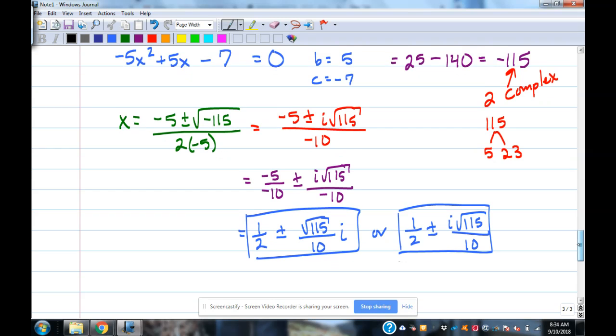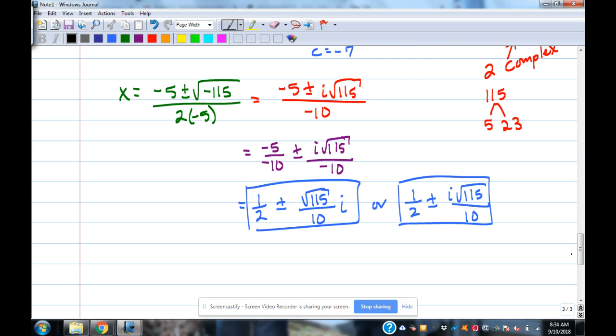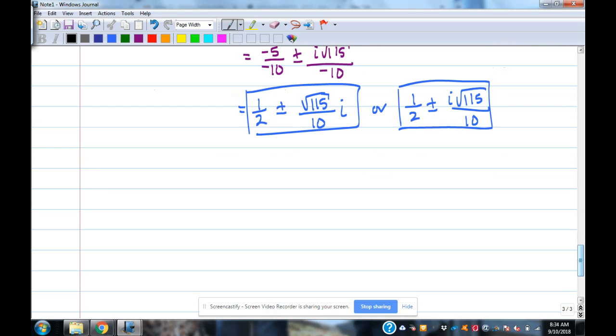Okay. So we've done a couple of them that have complex solutions. We've done a couple that had real solutions. 2 real solutions. Let's look at another one here. 4x squared minus 10x equals 2x minus 9.